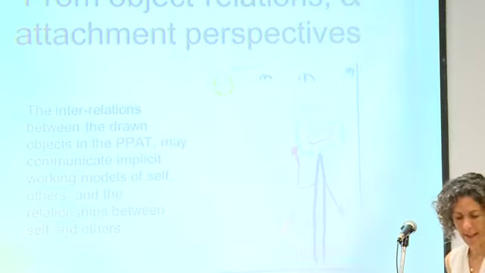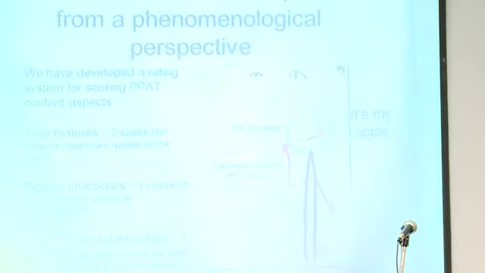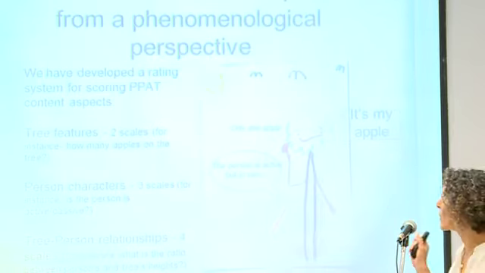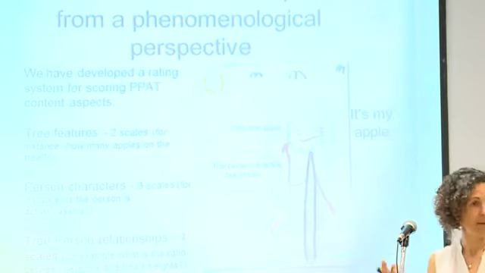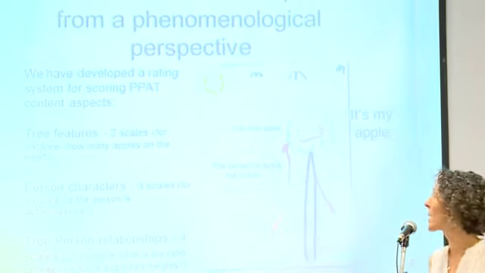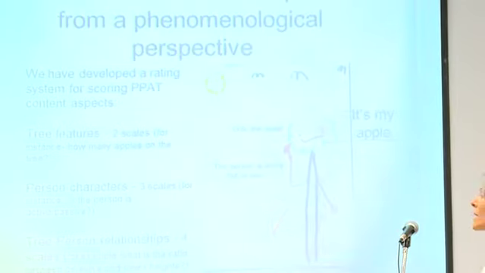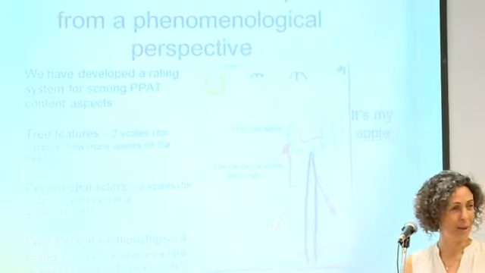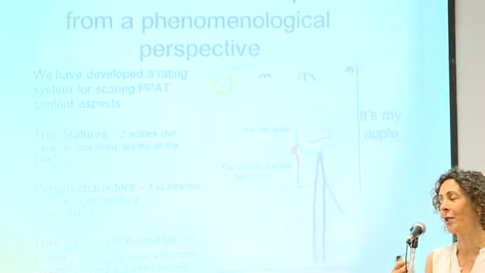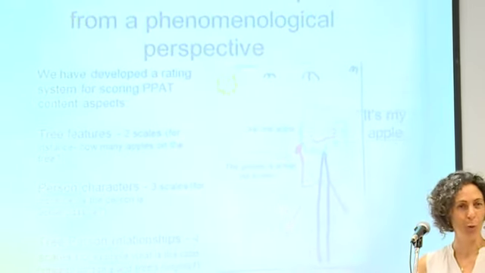So the second rationale is a phenomenological perspective. Oh, sorry. Before that, in terms of the object relations perspective, we looked at the tree features, how strong the tree is and how much fruit is on it. We looked at the person's characteristics, like success in reaching the apple and also activity levels. And we also looked at the tree-person relationships. And we saw that in some pictures, the tree actually helps the child or the person to pick the apple from it.